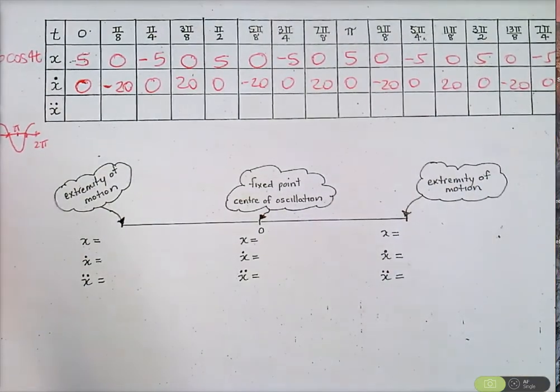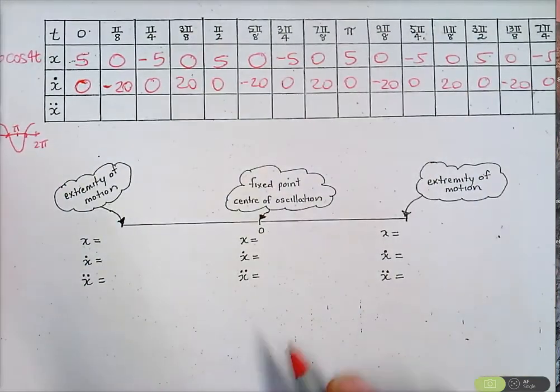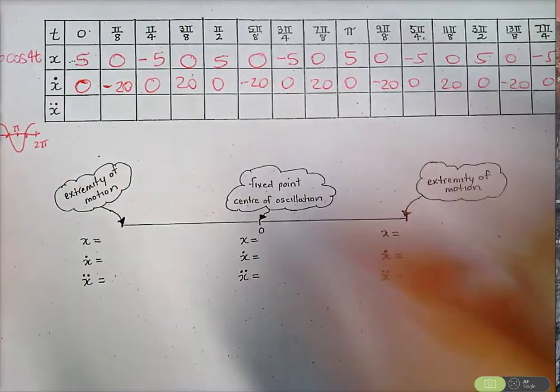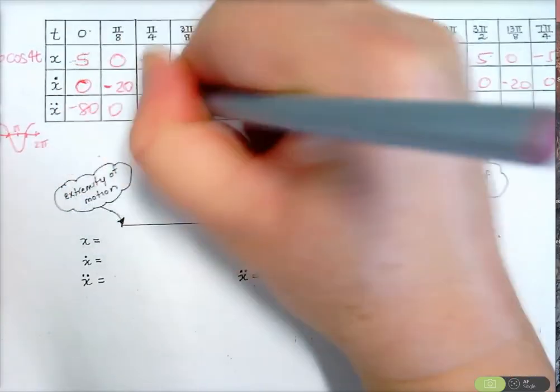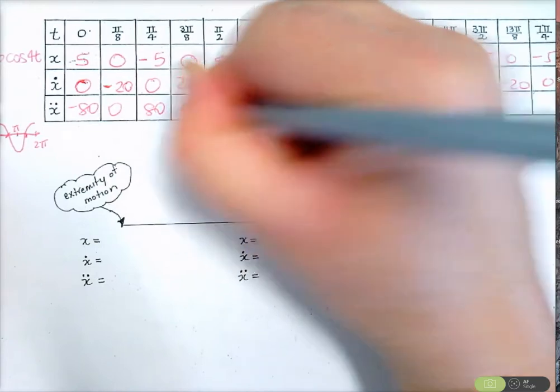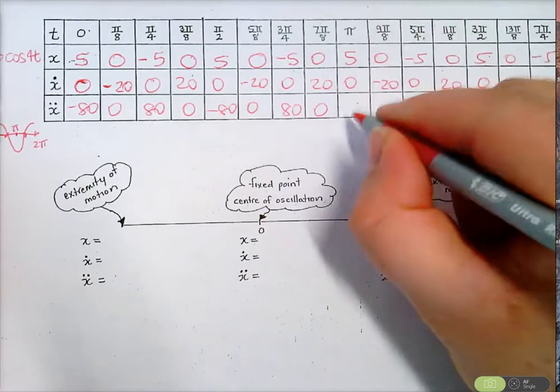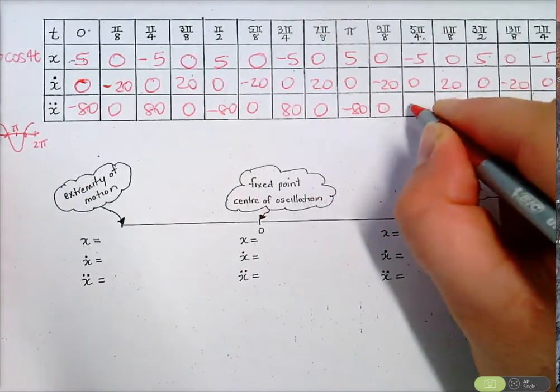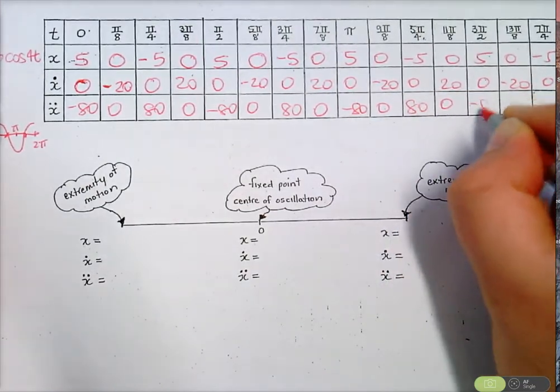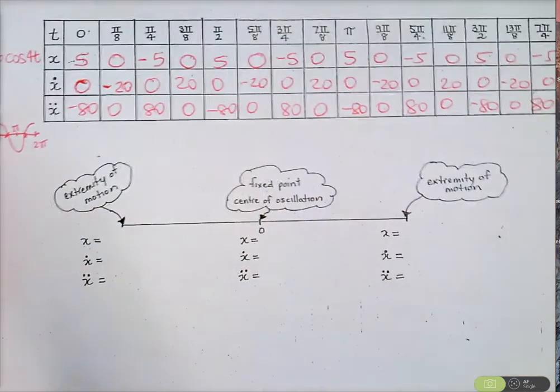And acceleration starts at what? Negative 80, 0, positive 80, 0, and it repeats the same way: negative 80, 0, positive 80.